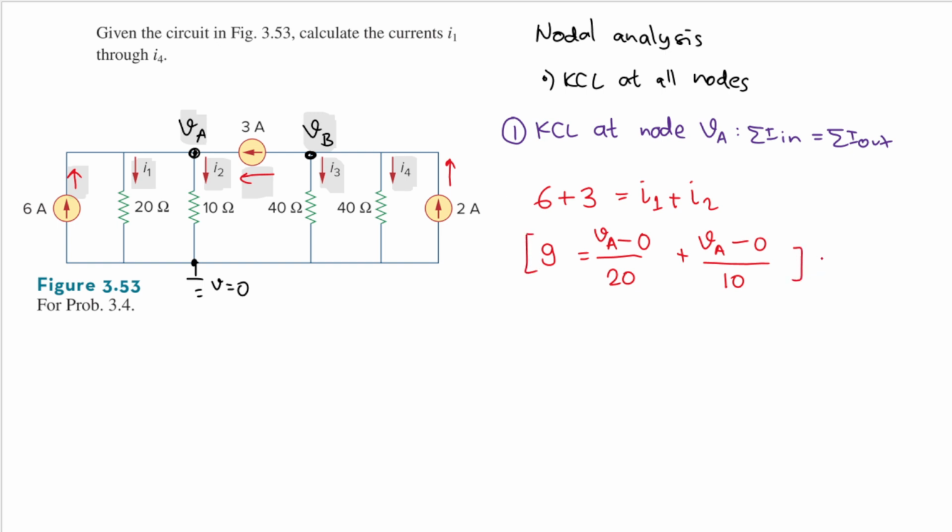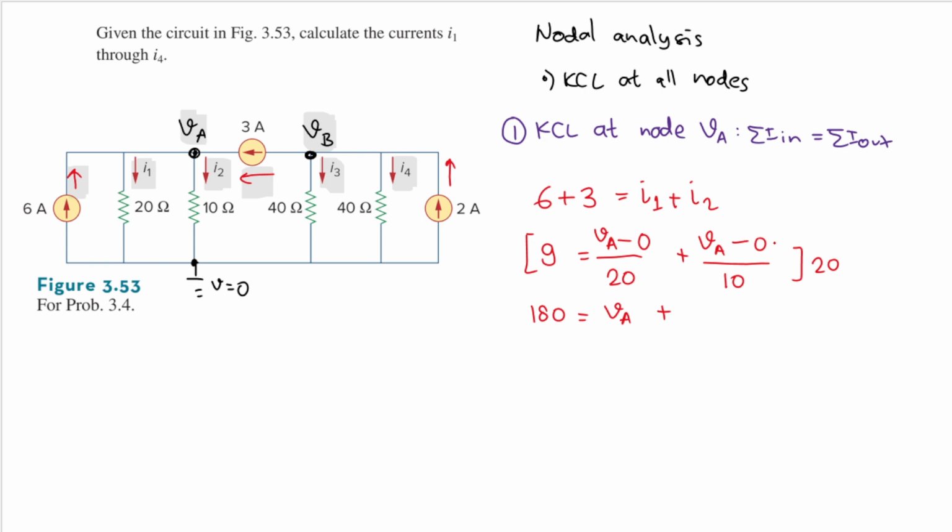Now what can we get from here? Let's multiply both sides by 20 to get rid of this and that, right? 9 multiplied by 20, that will be 180. And then 20 and 20 will cancel each other, and it is leaving VA minus 0, which is VA.